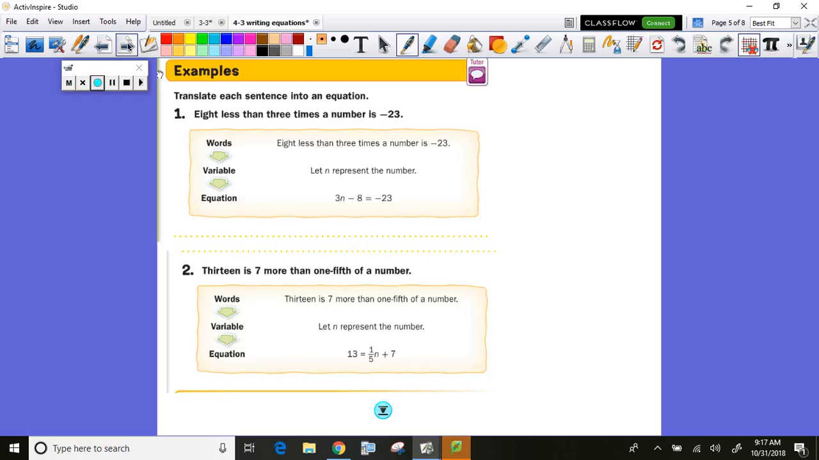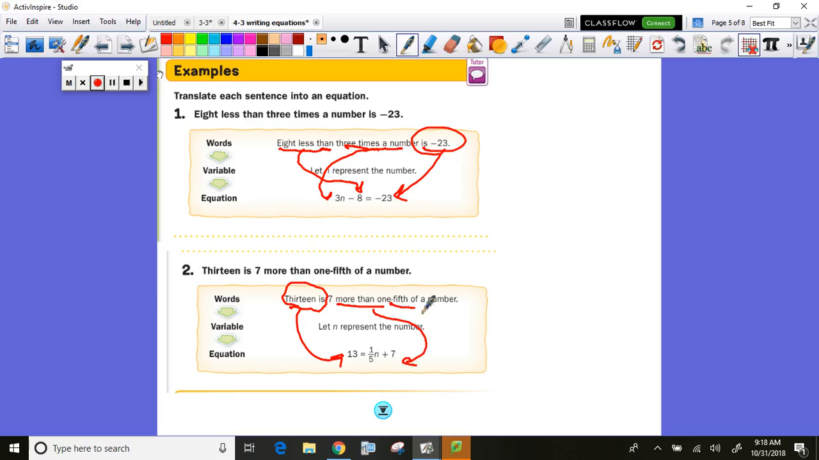So next, the examples. It says 8 less than 3 times the number is negative 23. They said let n equal a number. So I'm going to do 8 less than, so that means minus 8. 3 times the number is 3n, is negative 23. Next example, 13 is, so that's 13 equals 7 more, so that's plus 7. 1/5 of a number is 1/5.